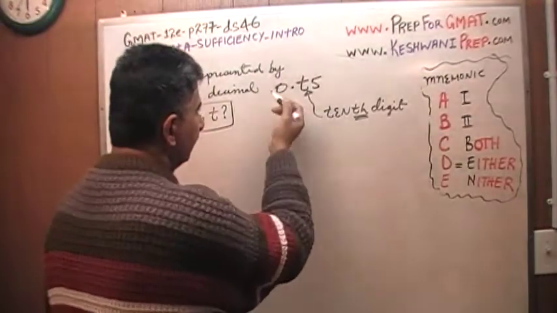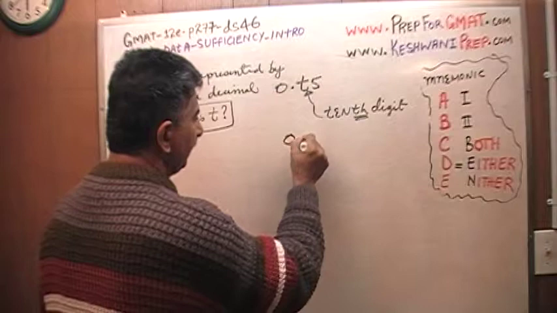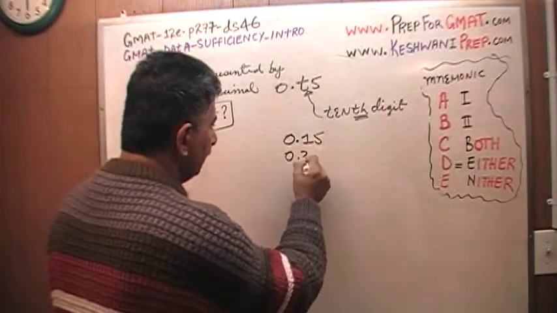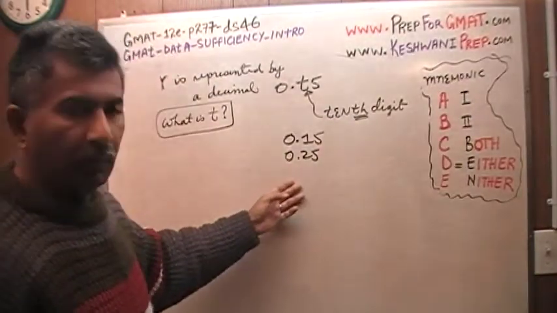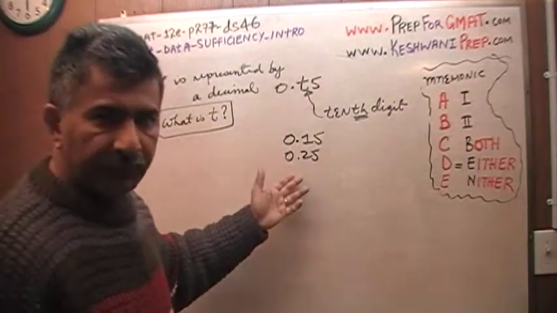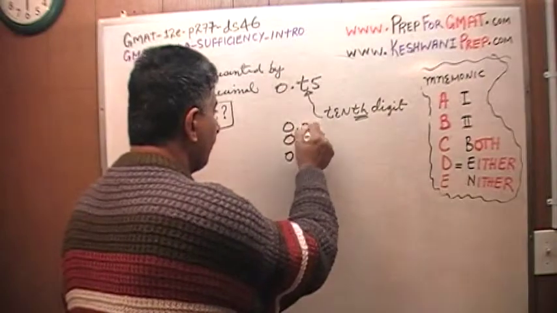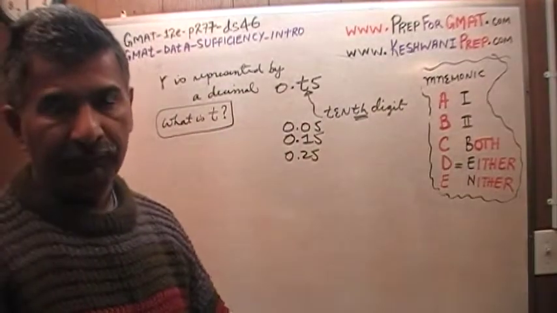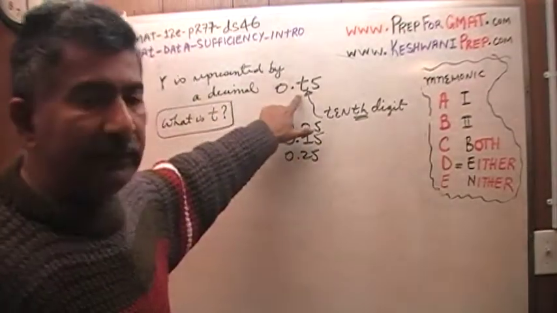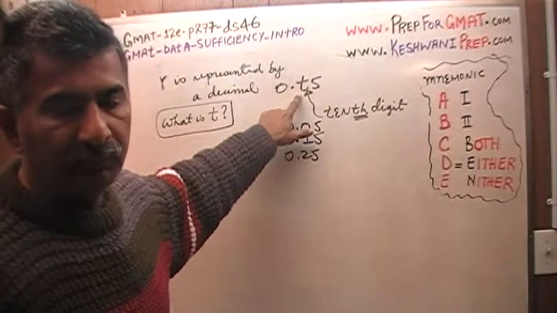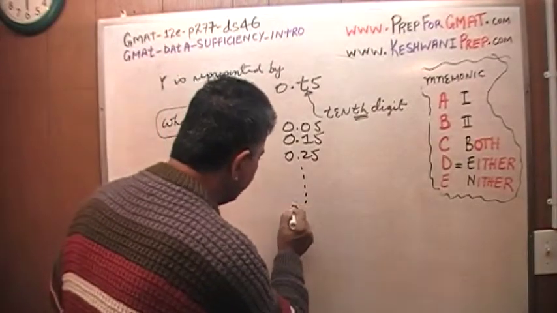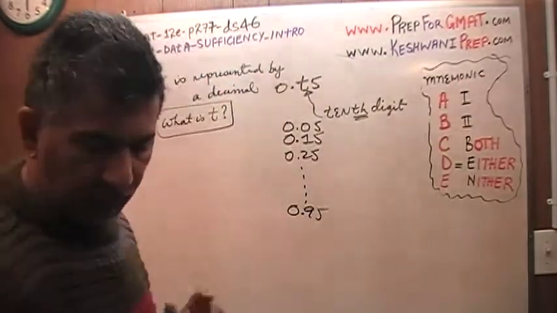For example, this decimal that we're dealing with may be 0.15, in which case the t would be 1, or it could be 0.25, in which case the t would be 2, or 0.35, or 0.45, or 0.75, or 0.95, whatever that is. Or it could be 0.05. There are 10 possibilities as it stands right now. Since we know nothing about t, there are 10 possible values that t can assume, all the way from 0 to 9, from 0.05 all the way to 0.95. Our job is to figure out what the t is.